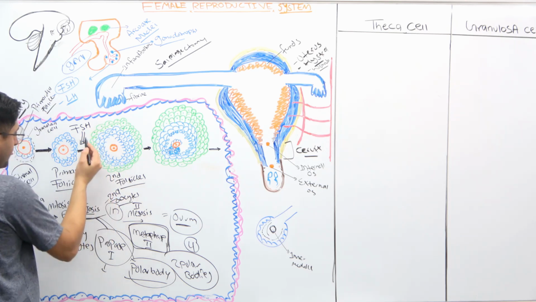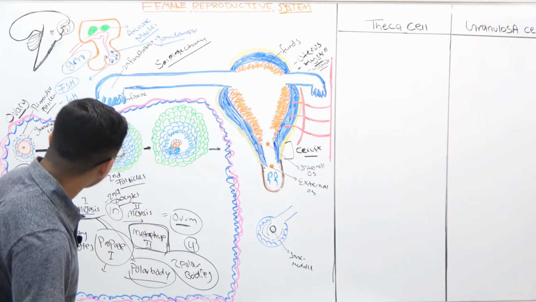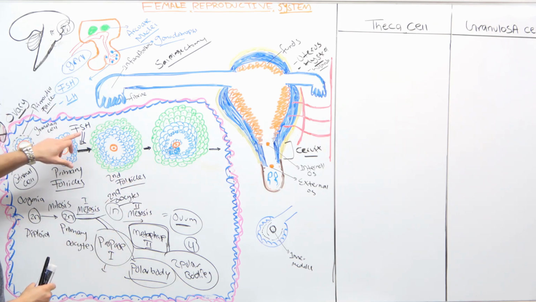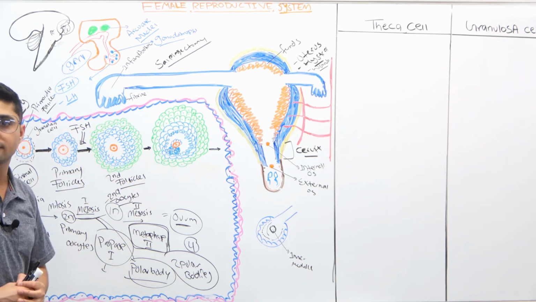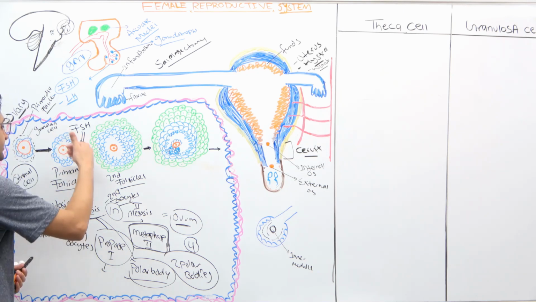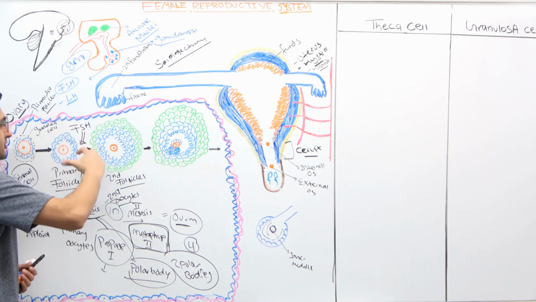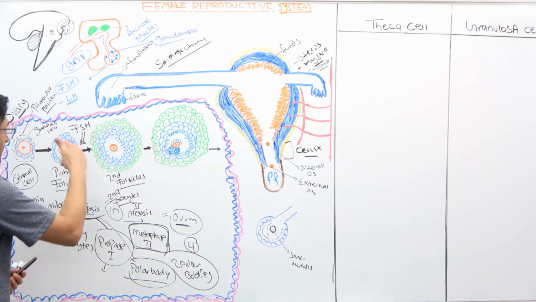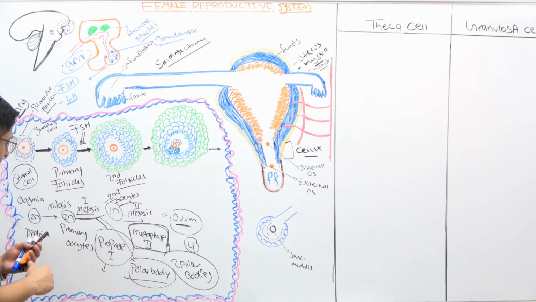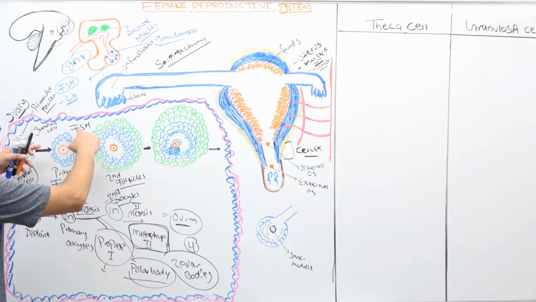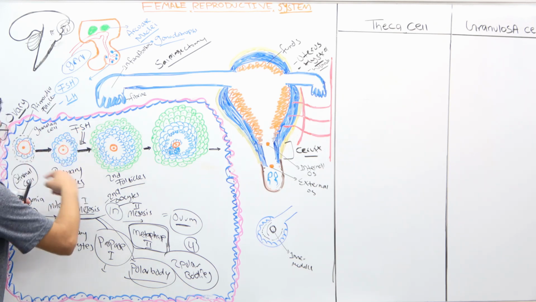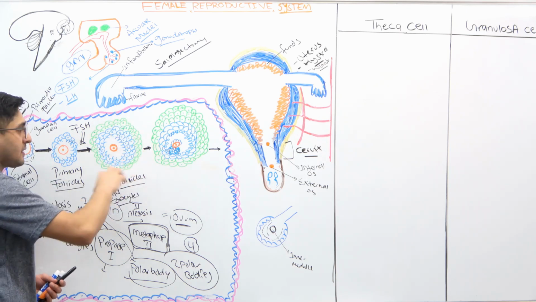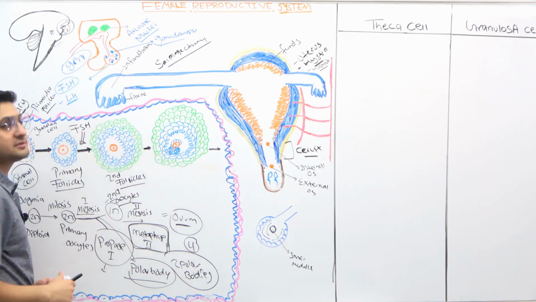The conversion from primary follicles to secondary follicles is determined by the level of FSH. FSH stimulates the granulosa cells, and these granulosa cells start proliferating. But not only that, in the presence of this follicle-stimulating hormone, there are also cells nearby that start making layers.